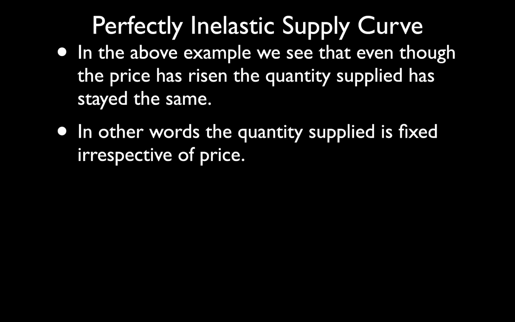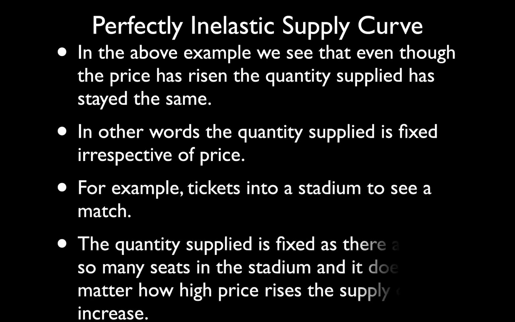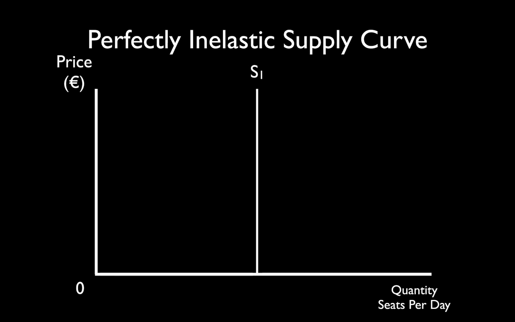So price changes change the quantity supplied. There was a price change in the above example, a price increase, and the quantity supplied remained the same. Okay, I've said all that. So examples: tickets in a stadium to see a match. The quantity supplied is fixed as there are only so many seats in the stadium, and it doesn't matter how high the price rises, the supply cannot increase.